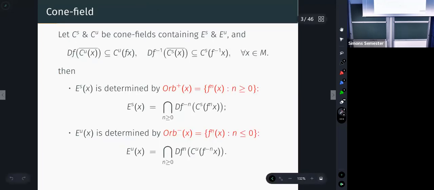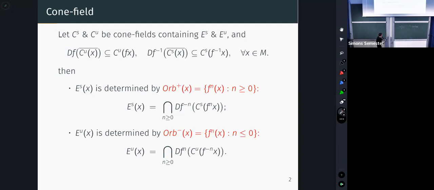Typically for Anosov diffeomorphisms, let's take some cone field of the stable and unstable directions. The dynamics goes from x to f of x, and this direction is expanding and this one is contracting. If you take a cone field with a fixed angle, then after iteration it will become something smaller, right? It will become something like this, small.